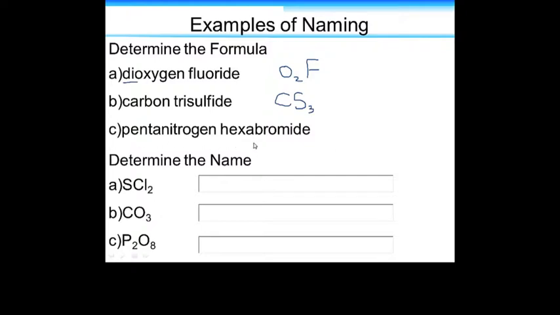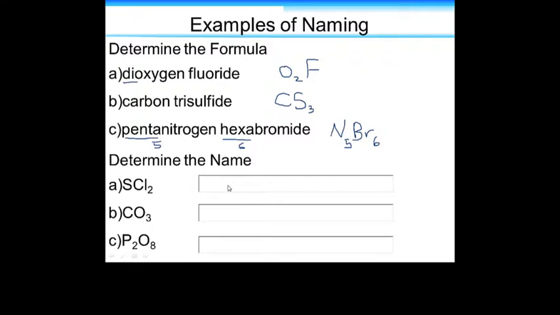Pentanitrogen hexabromide. Penta, you'll have to memorize that, means 5. Hexa, that means 6. So we have nitrogen, and we have bromine, and so we're going to put 5 nitrogens and 6 bromines. Now these compounds may or may not exist. This is just an example using the naming rules.